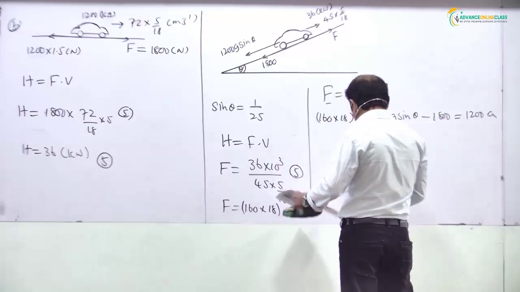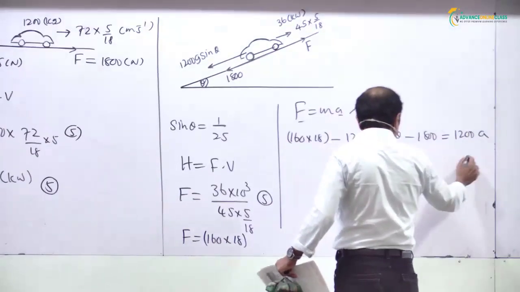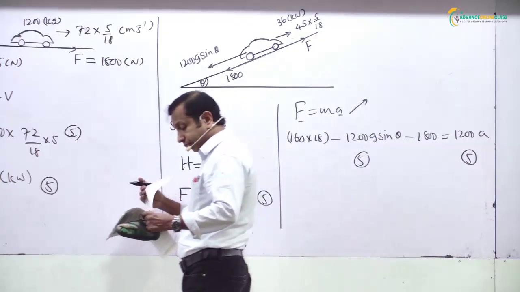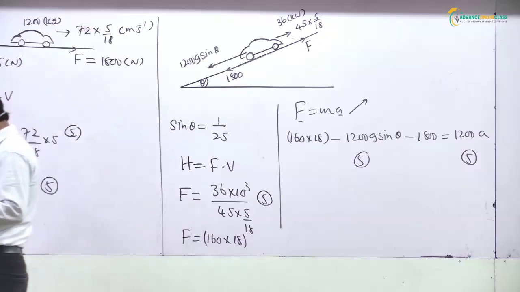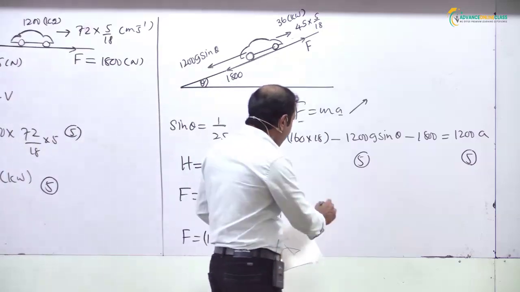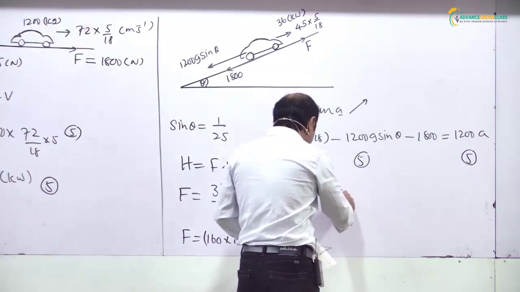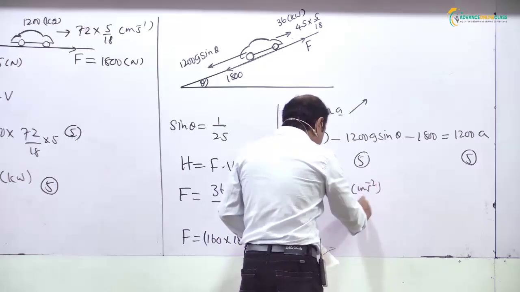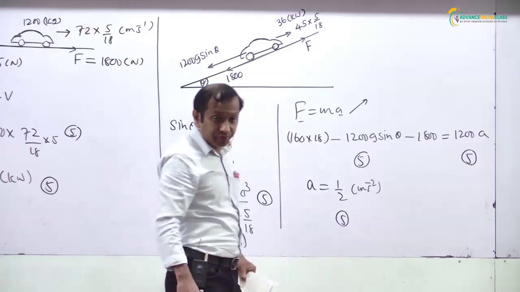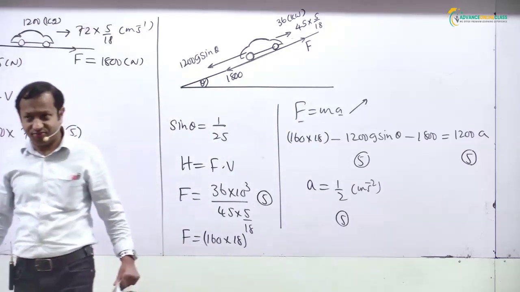Yes, here we get 5 marks to left hand side, 5 marks to right hand side. So finally, when you simplify this, A comes as half. I'm not going to show the steps in simplifying. M is minus 2. It's 5 marks for here.